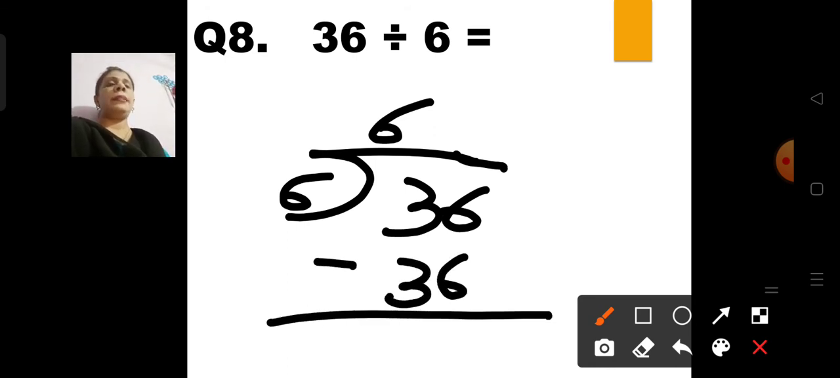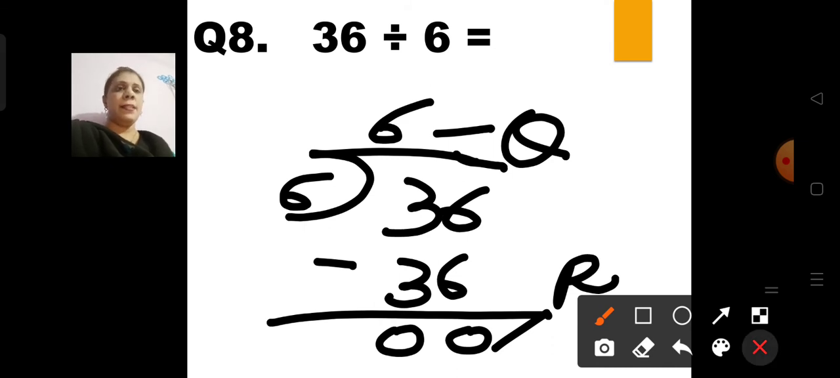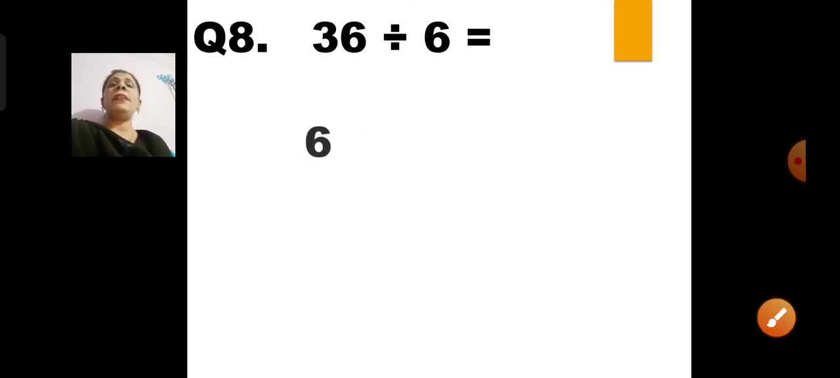Now we will subtract: 6 minus 6 is 0 and 3 minus 3 is 0. So our quotient is what? 6, and our remainder is 0. So what is our answer? The quotient is our answer. So what answer do we get when we divide 36 by 6? We get our answer 6 because 6 6s are 36. So 36 divided by 6 is 6.